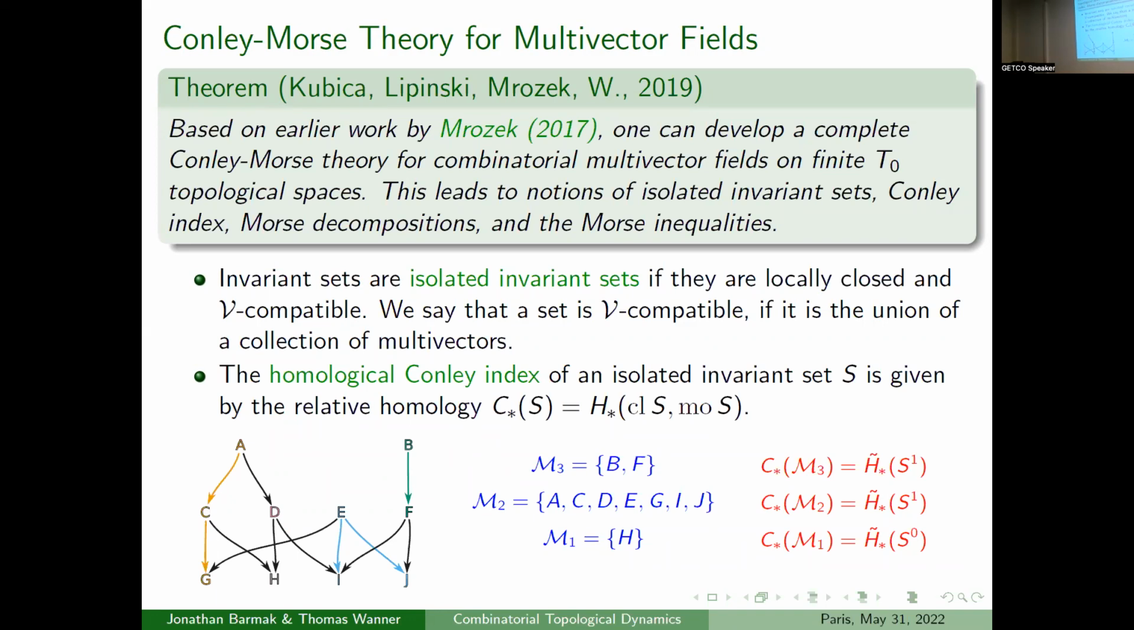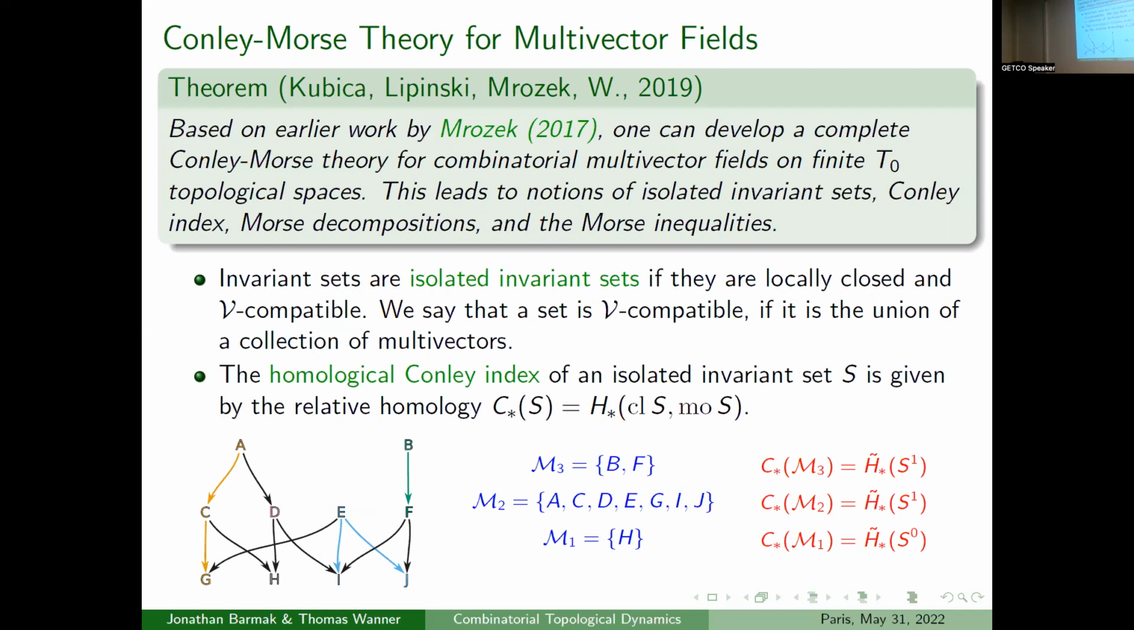Invariant sets are isolated invariant sets if and only if they're locally closed and incompatible. So they have to be unions of multivectors and locally closed. It's exactly the same characterization that we had in the Forman case. Because they are locally closed, I can define the Conley index in exactly the same way. I take the closure of S relative to the mouth of S and take the relative homology there.